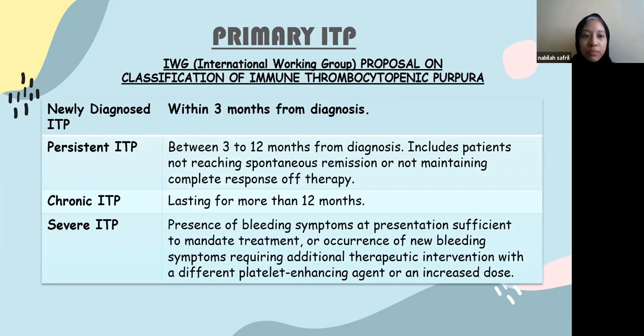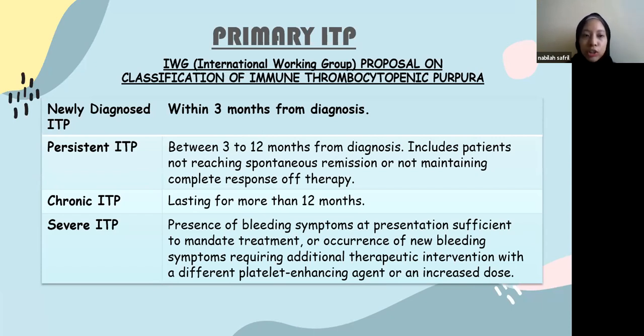And for the persistent ITP, where do you get this from? From pediatric protocols. Okay. So the persistent ITP is ITP that occurs for about 3 to 12 months from the diagnosis.